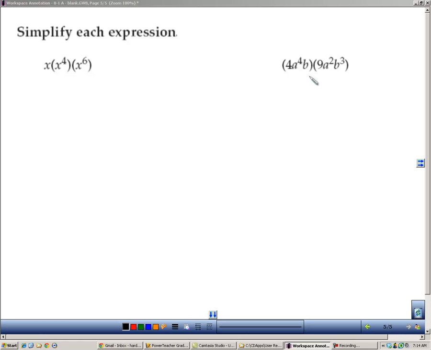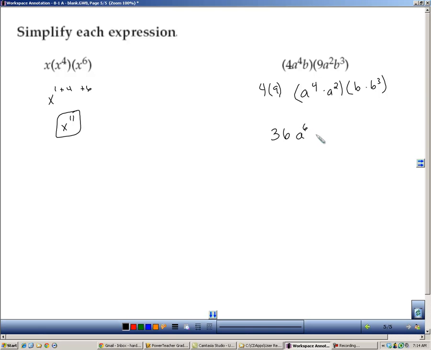Here are a few more examples multiplying monomials. These all three have the same base, so I'm going to add the exponents. Remember, there's a 1 here. Plus 4 plus 6 gives me x to the 11th. And then over here, again, multiply the pieces that have the same base. Number times number. Multiply the two a's. And then multiply the two b's. 9 times 4, 36. We're going to add exponents. So this is a to the 6th times b to the 4th. When multiplying bases that are the same, you add the exponents. That's the product of powers rule.